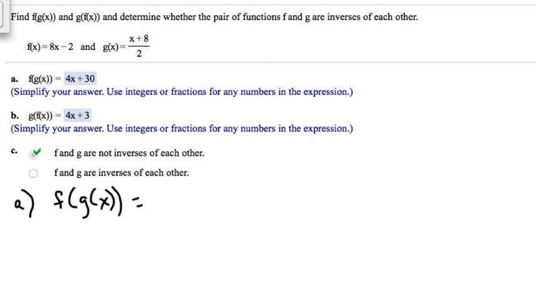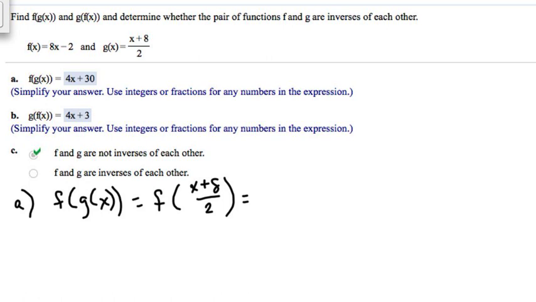All right, so when it says to find f of g of x, what it's asking us to do is to take g of x, the second function, and plug it into f of x. So what I'm doing is actually f of, I'm going to replace this g of x with exactly what it's equal to, (x plus 8) over 2. Now, what this means is that whatever we see here in parentheses, we're going to substitute that for the x we have in f of x.